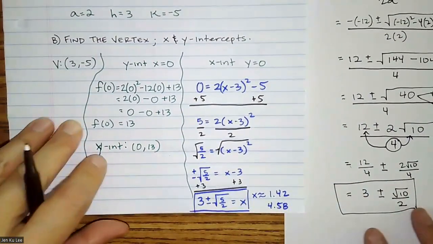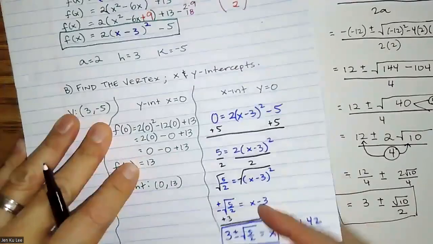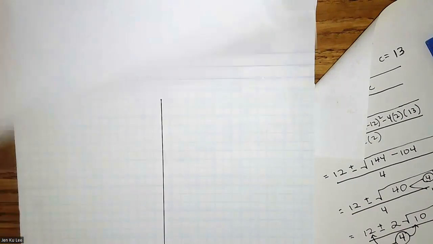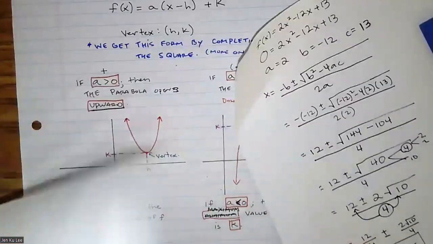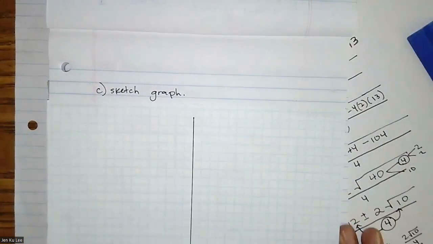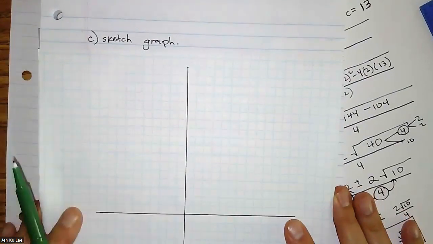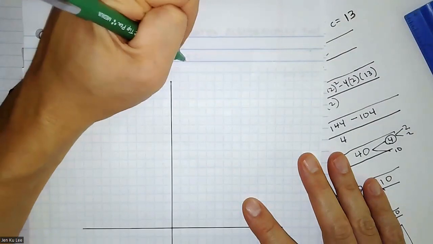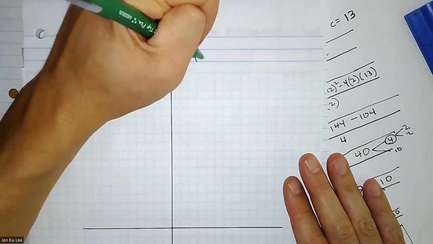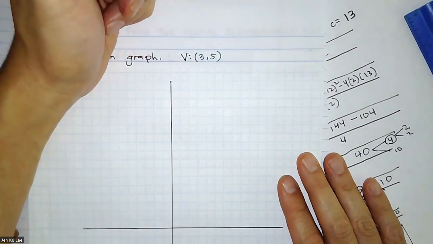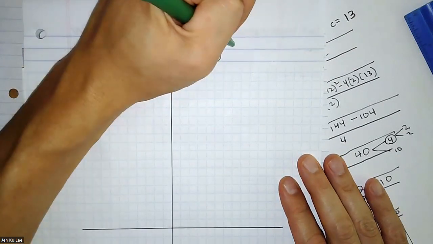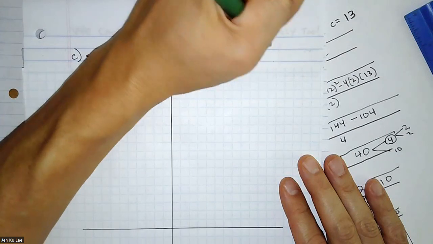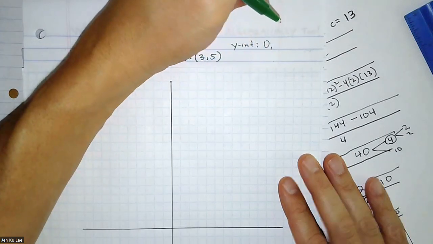So we got our x-intercepts, we got our vertex, and now we're going to sketch the graph. Just to review, my vertex is (3, 5). My y-intercept is (0, 13), I believe.